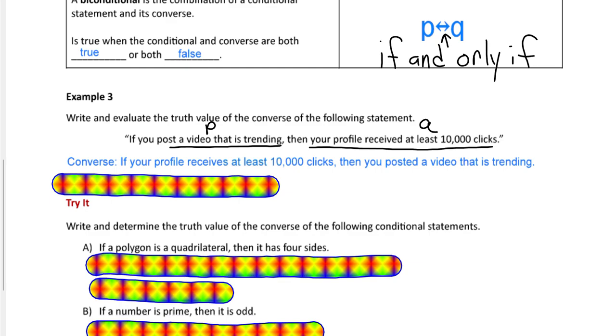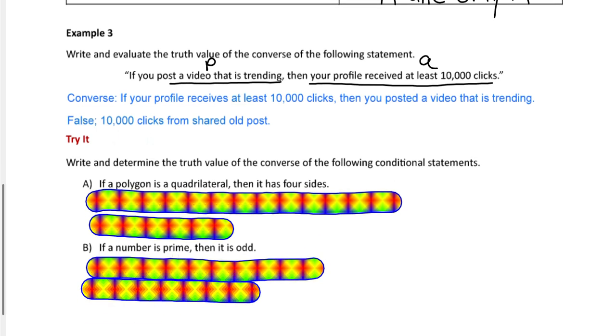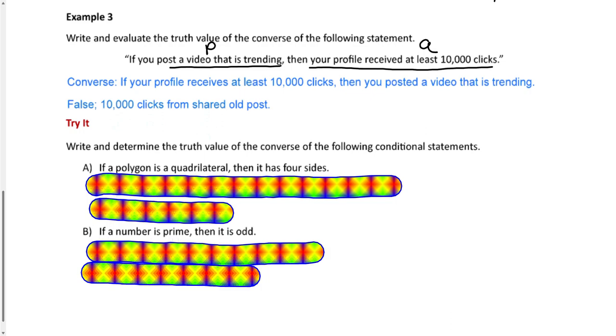So we are going to test its validity. We want to say that this is false because this is not a true statement. I could have shared an old post and it could have got 10,000 clicks. That doesn't necessarily mean that it's trending. That's debatable. That's what's good about geometry, is that we can debate these kinds of things about its true statements. But this would be false because I could prove it otherwise.